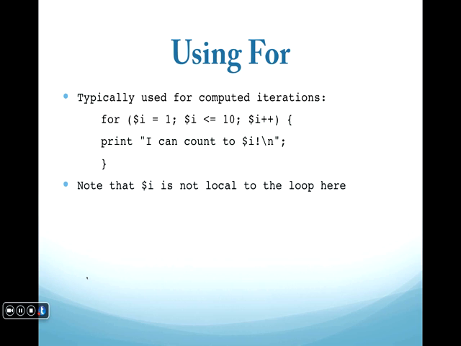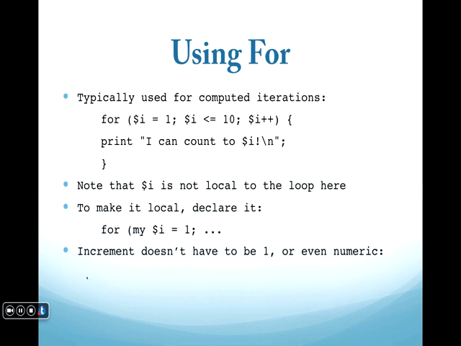You have to remember that here, since I didn't put my in front of i, that is not local. That means if I am out of the for loop, I will still have the value 11 in that case. So be careful with your code. To make it local, you have to add my in front of it. Okay? And of course, the increment doesn't have to be 1.